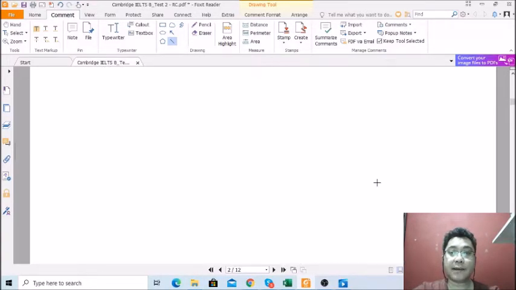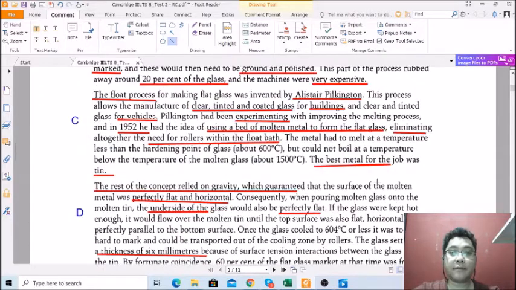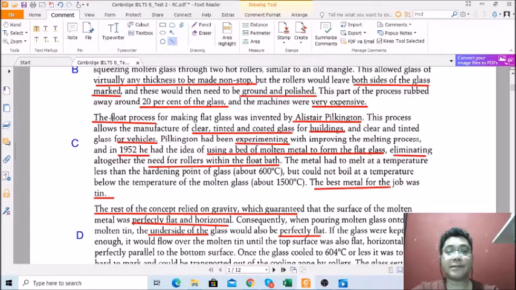When you check, the first paragraph telling us about the process is actually paragraph C. If you read it through, the float process for making flat glass was invented by Alistair Pilkington. This process allowed manufacture of clear, tinted, coated glass for buildings and clear, tinted glass for vehicles.